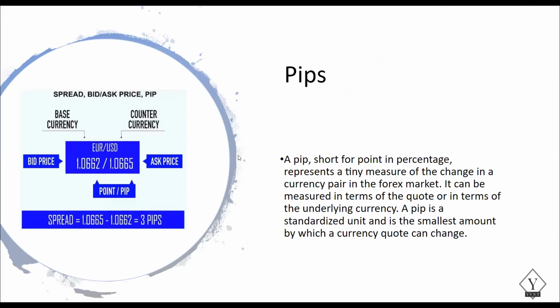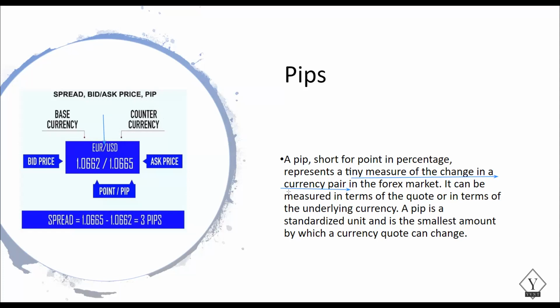A pip is a short name for point in percentage. It represents a tiny measure of the change in a currency pair. Remember, now we're talking about currency pair. So when we talk about currency pair, we're talking about Euro USD, right? Not only Euro, but Euro USD, right? It has to have two currencies, right? So a currency pair represents the tiny measure of the change in a currency pair in the Forex market, right?